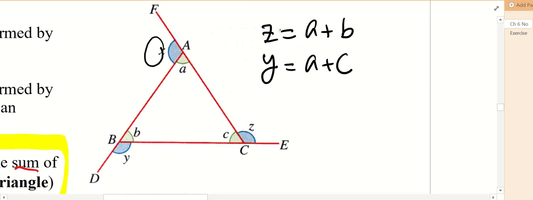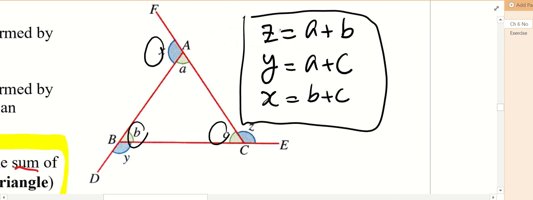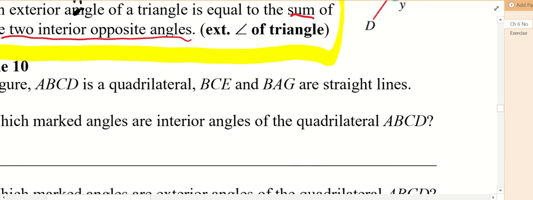Finally, we do it for X. What are the opposite interior angles of X? B and C. So X equals B plus C. So this is what it means. Please have them down in your notes. Pause the video to take them down if you need to.